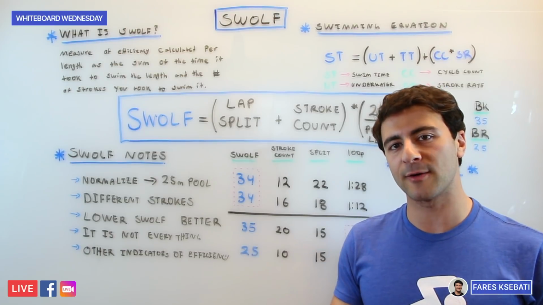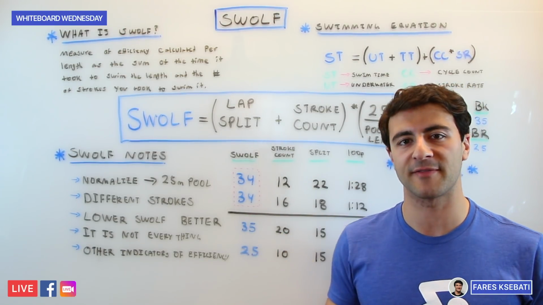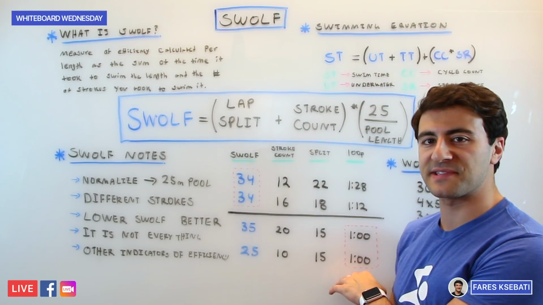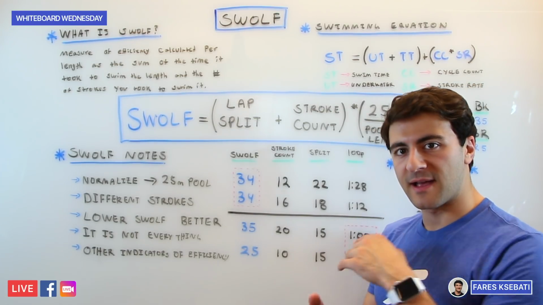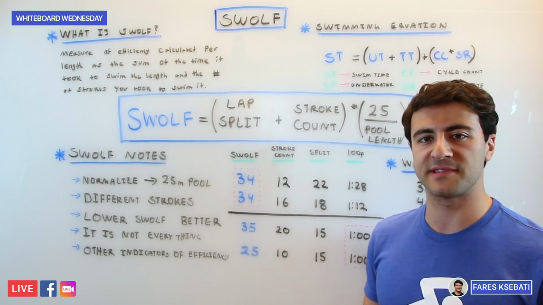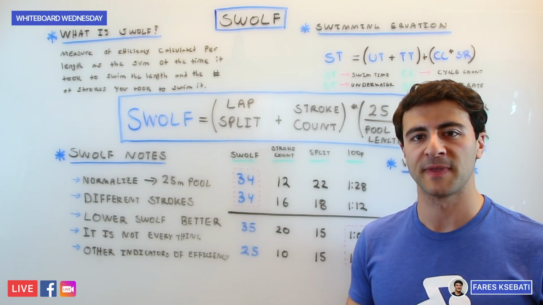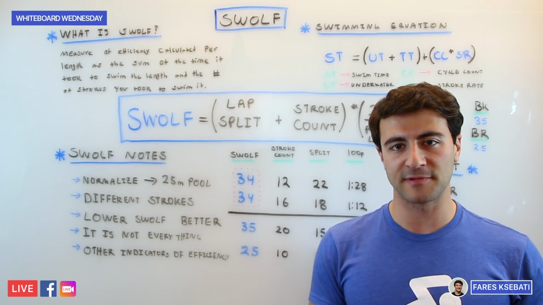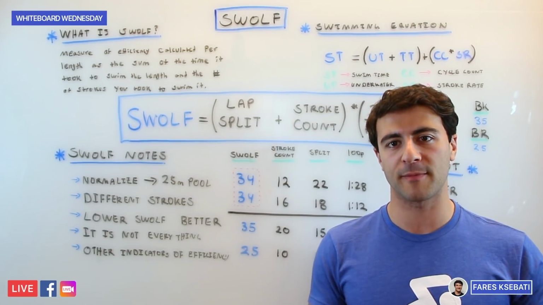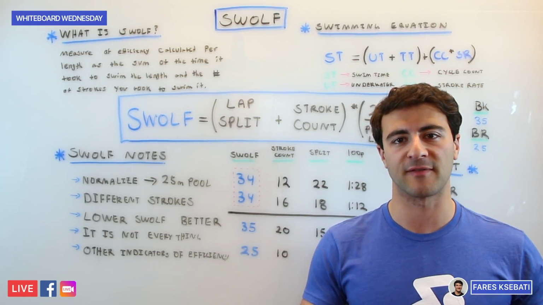As you can see, the SWOLF score is radically different, a 35 versus a 25, even though they're going the exact same pace. You might be thinking, how is this possible? A really good example is that swimmer B is probably an elite Olympic swimmer, someone who can take very few strokes, with a lot of efficiency and a lot of power behind every single stroke. And swimmer A is probably a highly competitive high school swimmer.